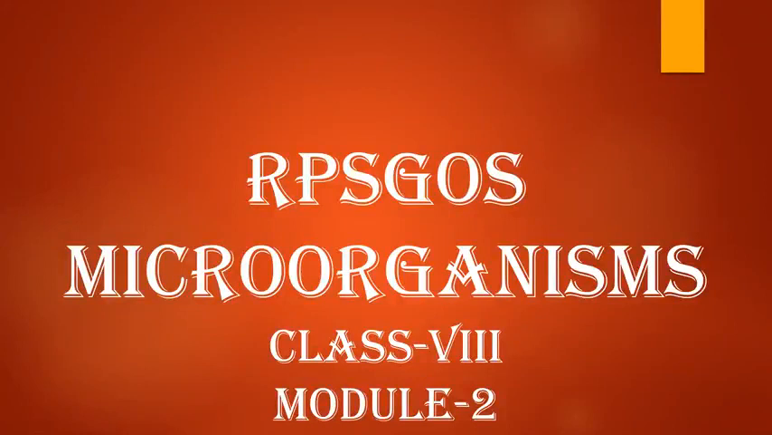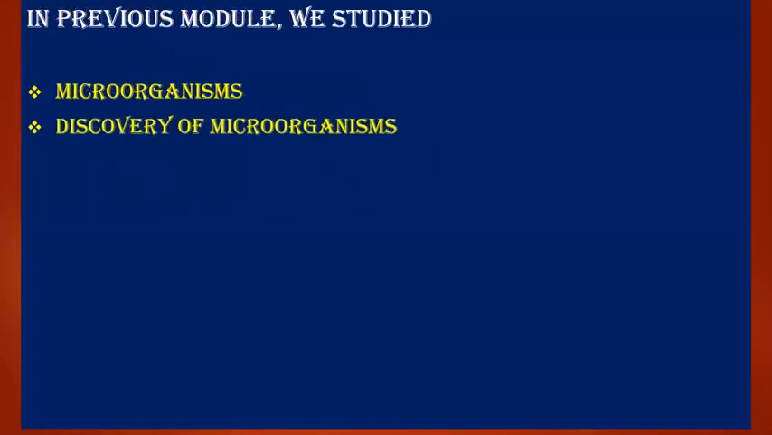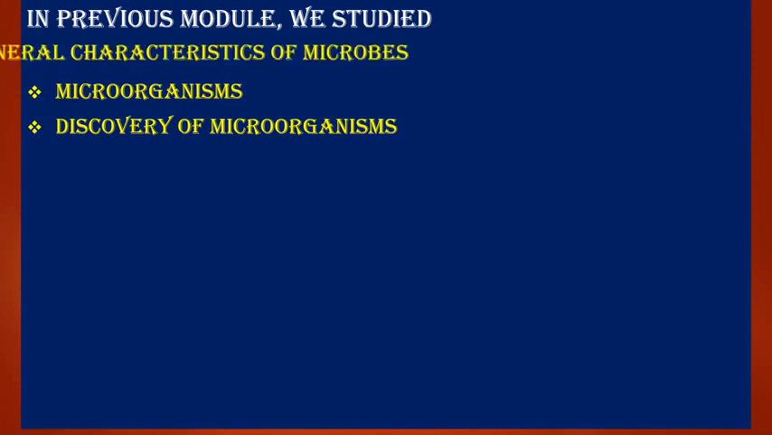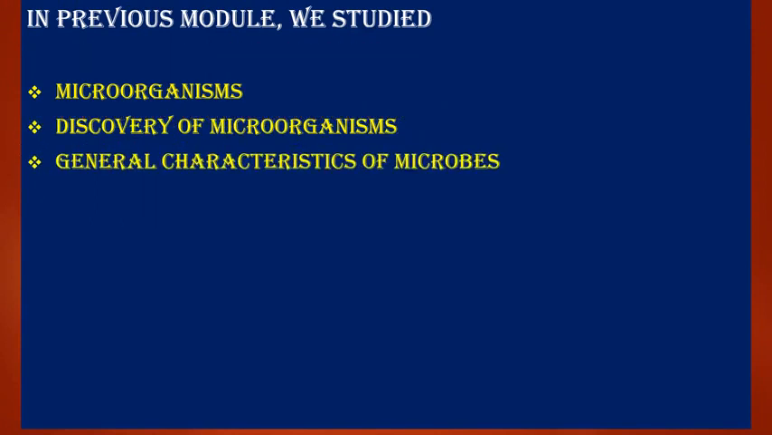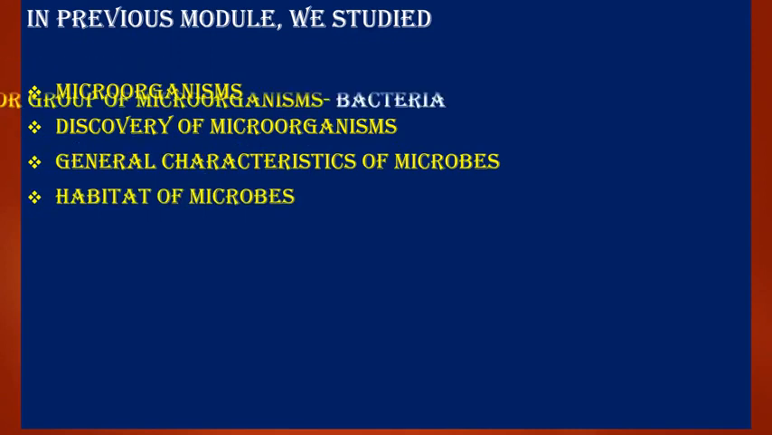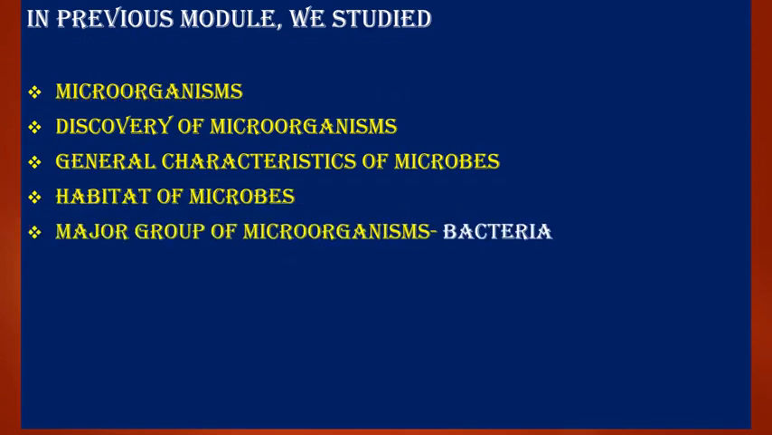Today, we will continue with the chapter Microorganisms, Module 2. In the previous module, we discussed microorganisms. We discussed the discovery of microorganisms and how microscopes play an important role in it. General characteristics of microbes. We studied the various habitats of microbes, and then we studied major groups of microorganisms in which we have gone through the details about bacteria.